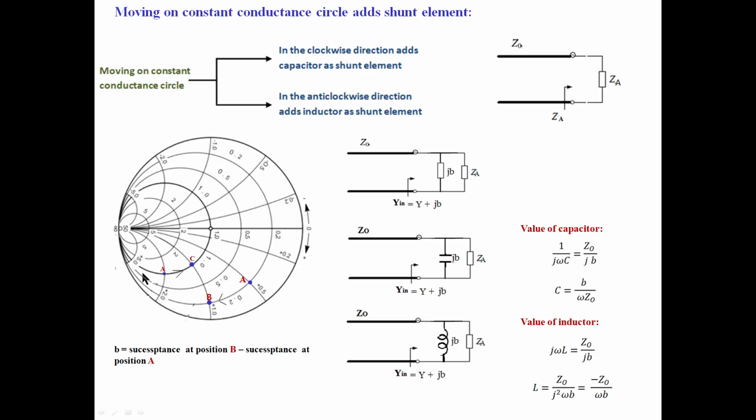I am moving on the conductance circle in the anti-clockwise direction, and it acts as a shunt element like this. We know it is an inductor. How to get the value of the inductor? Using this equation. Here we need the B value. What is that B value? It is the change in susceptance when you move from one point to another point on the conductance circle.